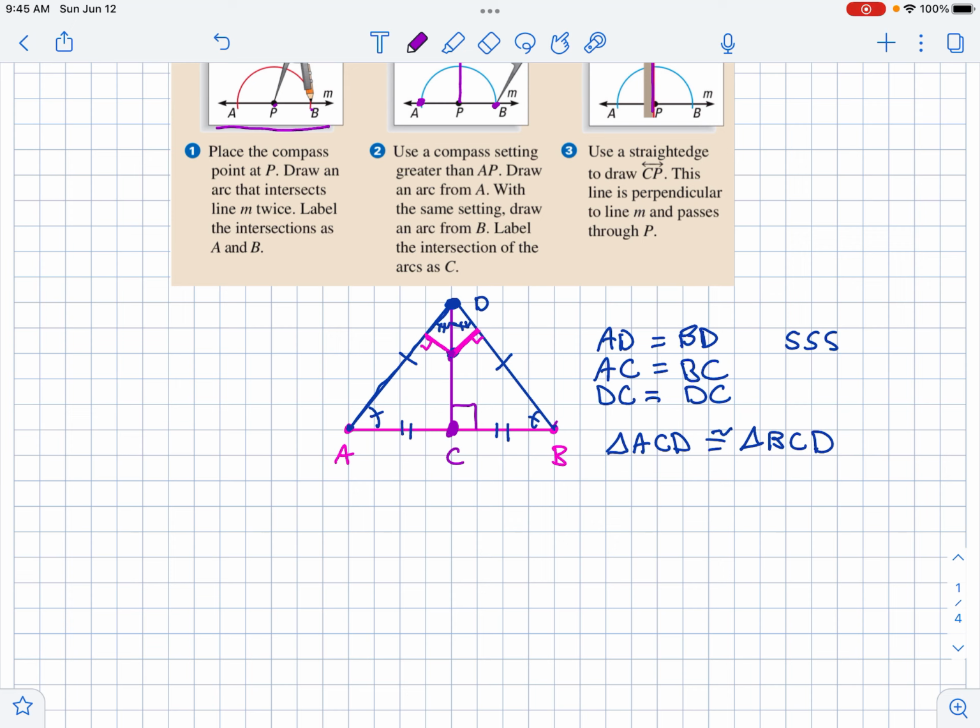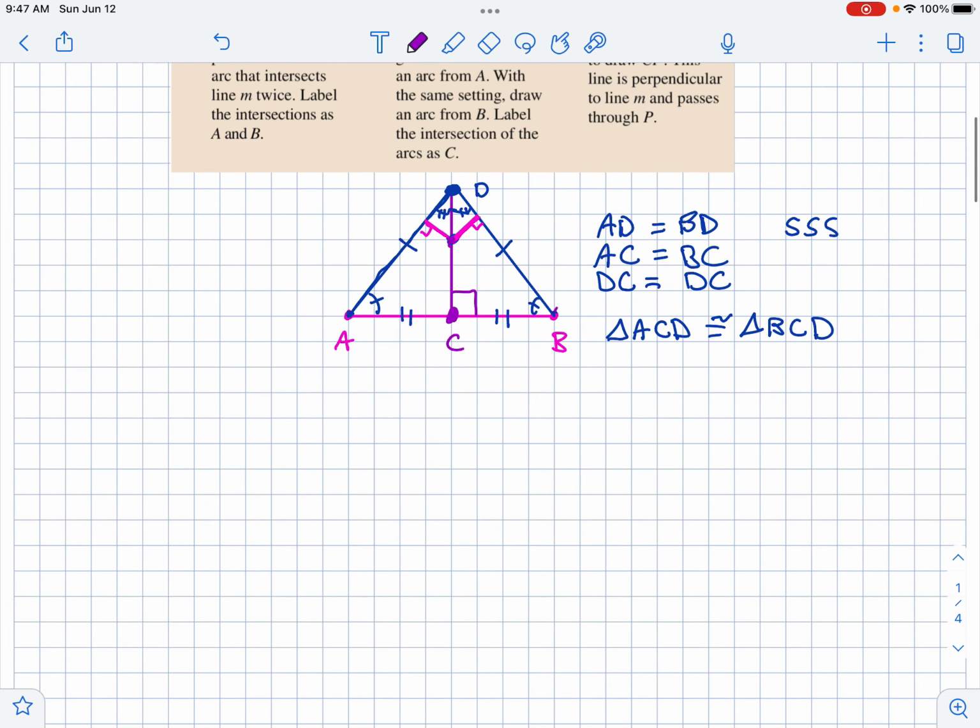The converse is true. So if you have a situation where you have a point and it's equidistant to both of the sides, then you know that that point is on the perpendicular bisector of the segment. Okay, so these are some of the properties that we observe from perpendicular bisectors of segments.